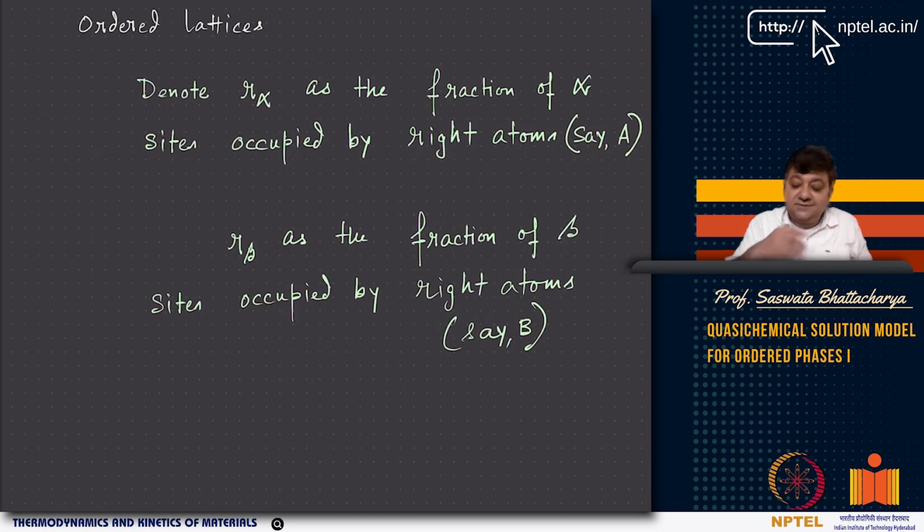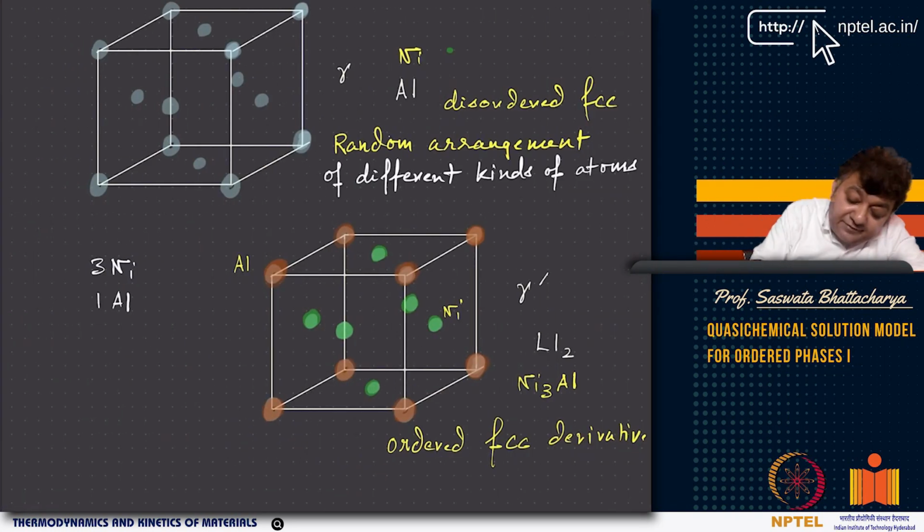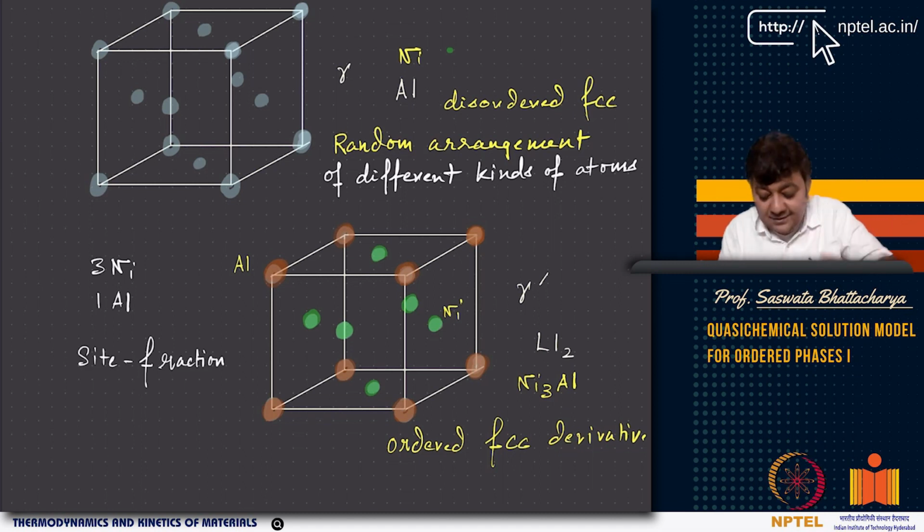So you have some change in order, and that is where we have to introduce something called an order parameter. To introduce the order parameter, the first thing we introduce is called site fraction. Because the sites are unique, you are looking at the fraction of alpha sites occupied by A atoms and the fraction of beta sites occupied by B atoms.